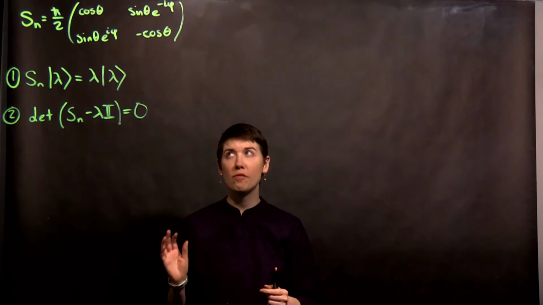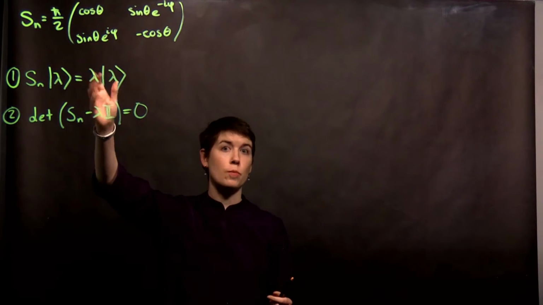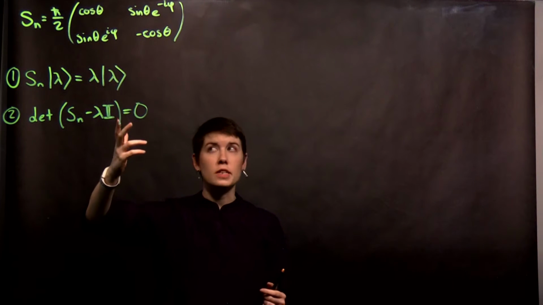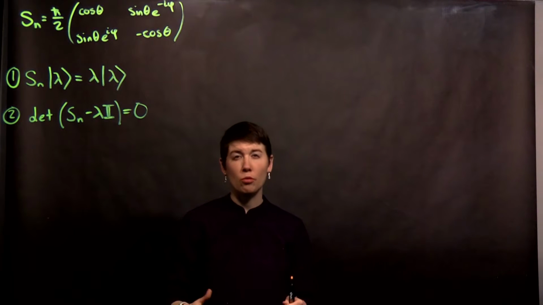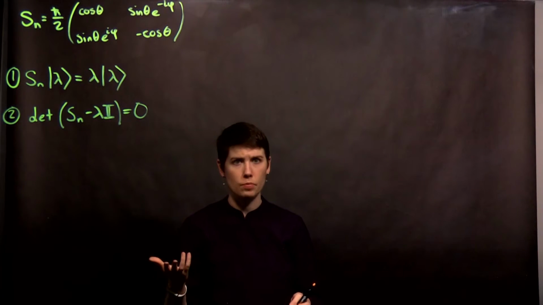In a separate video, I found what the general form of our spin matrix would be in an arbitrary direction defined by theta and phi in spherical coordinates. Now in this video, I'm going to go through at least the first part of trying to find the eigenvalues and eigenvectors of this matrix.